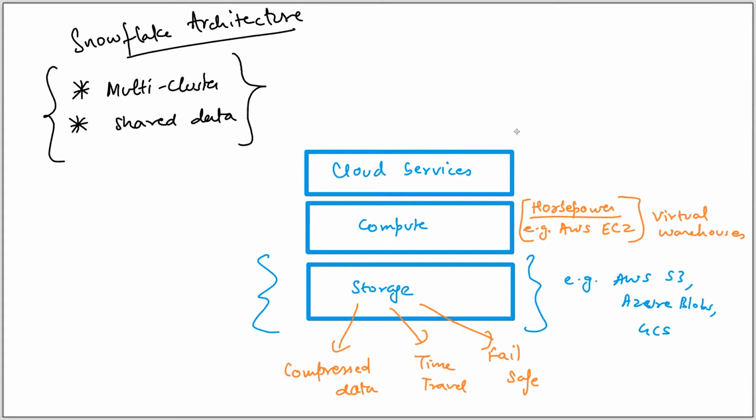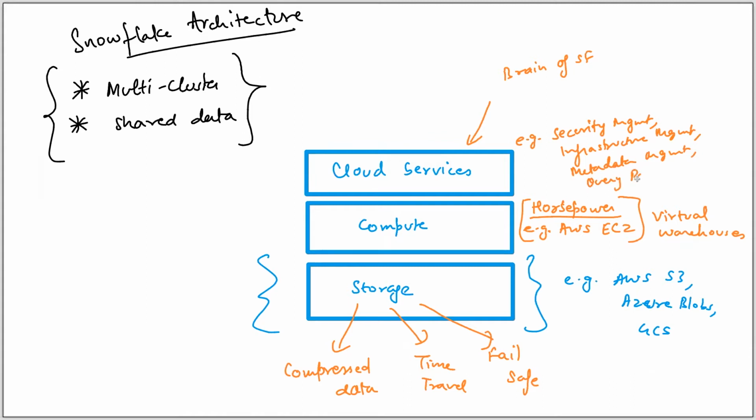And this layer is cloud services layer, and it is also called brain of Snowflake. And you will find this is having security management, like authentication, authorization, and everything is done here. Infrastructure management is done here. Apart from that, metadata management is done here. So a lot of things are done here. There are query parsing and optimization, and many other things. You will find this is the brain.